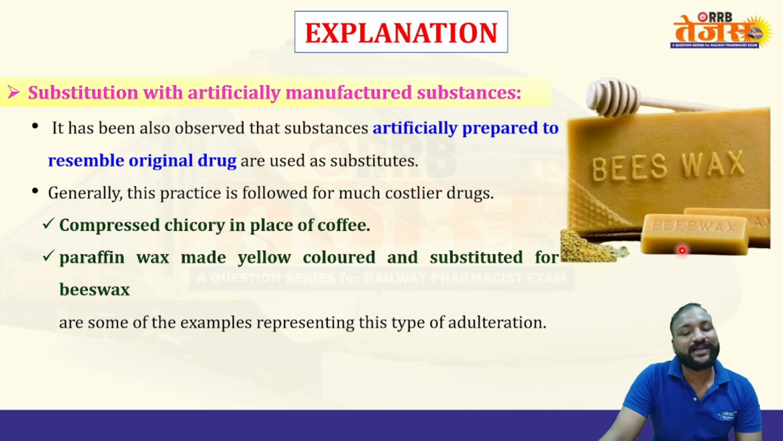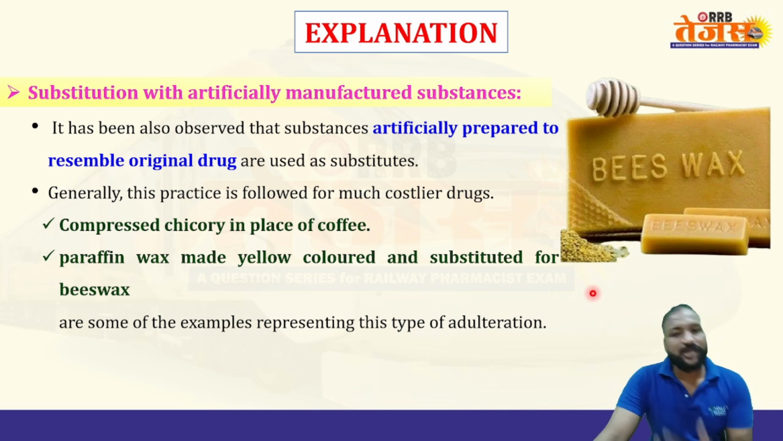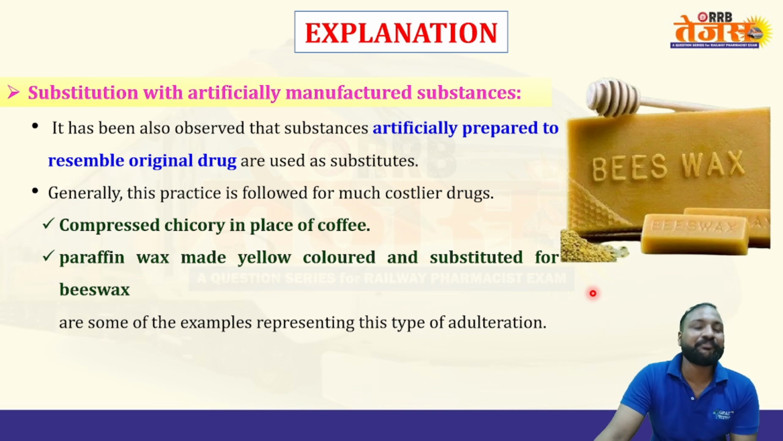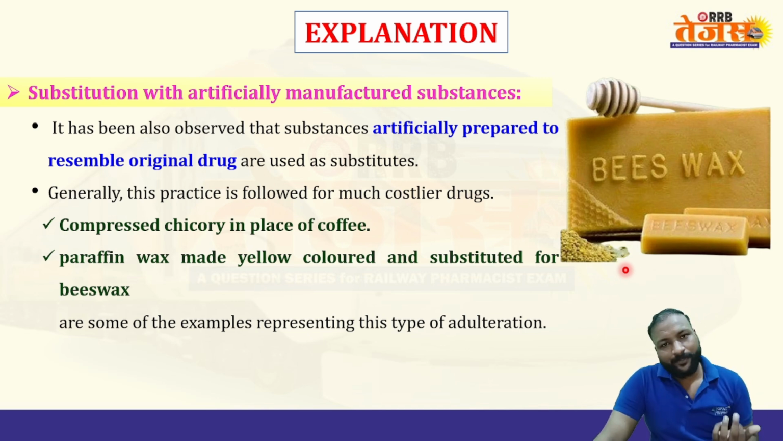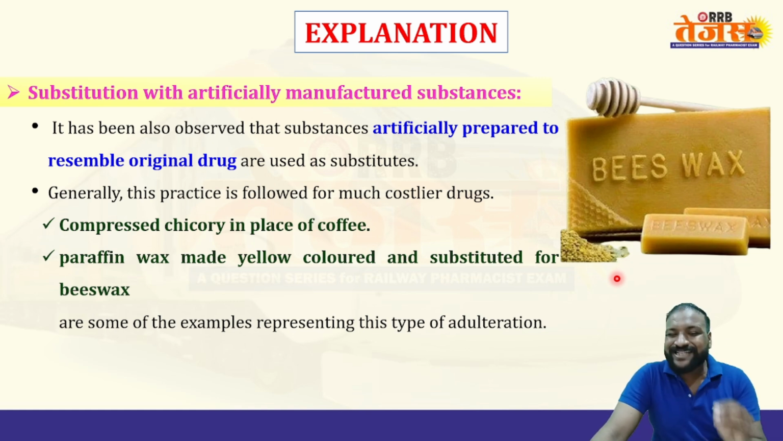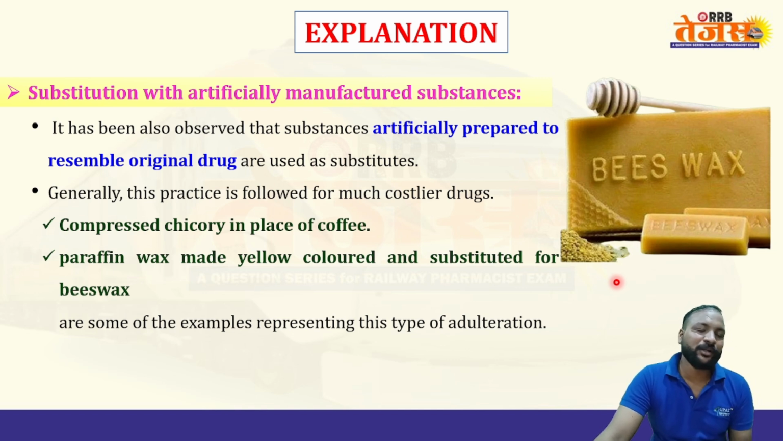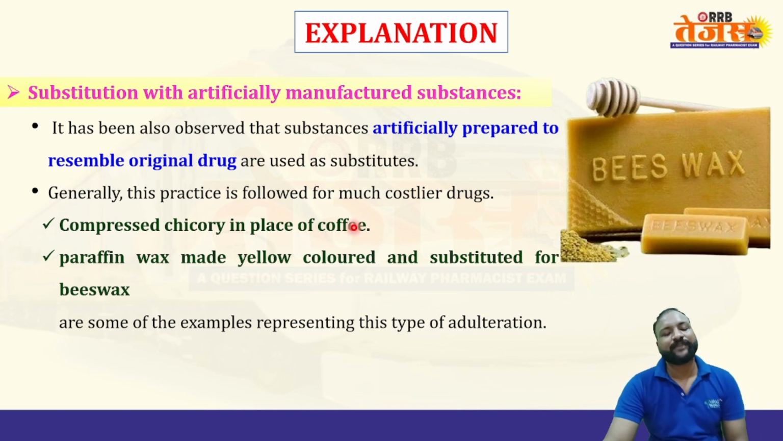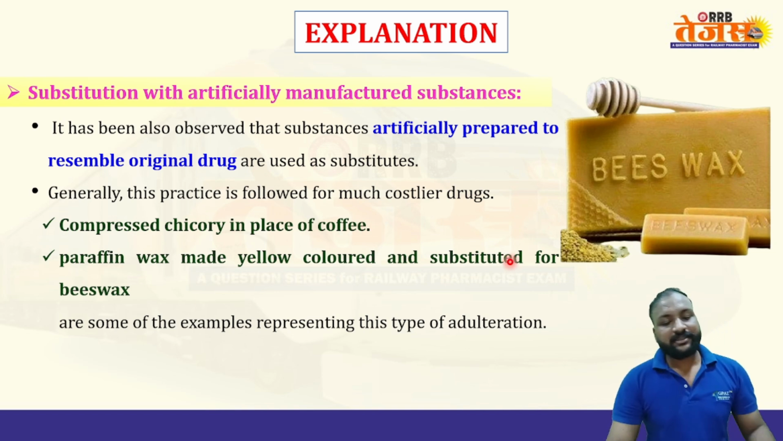So usually beeswax is a natural drug, which is obtained from honeybees and everything. But in order to get profit, people substitute this beeswax with paraffin wax. So the paraffin wax is colored yellow and substituted for beeswax. And also, the best example of this one is compressed chicory in place of coffee. Okay, yes. Let us have the next question.